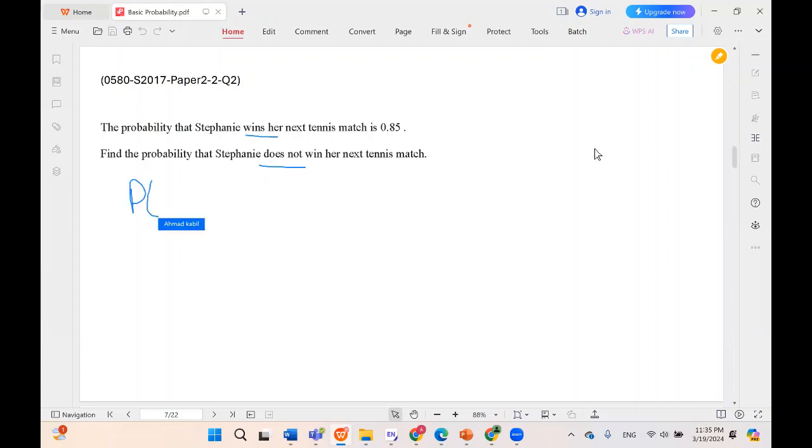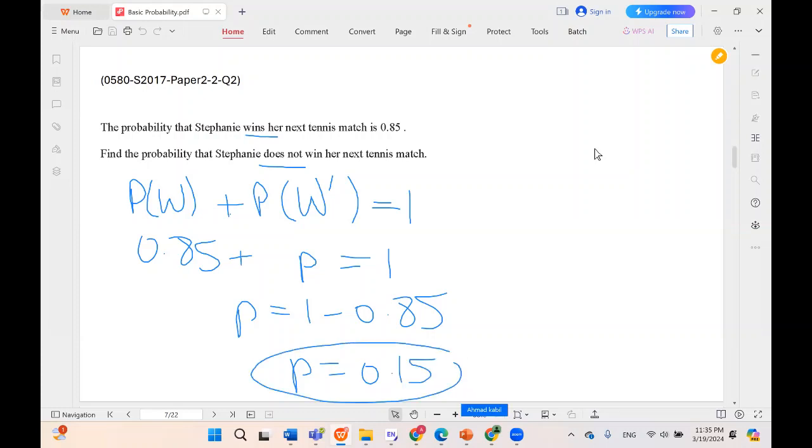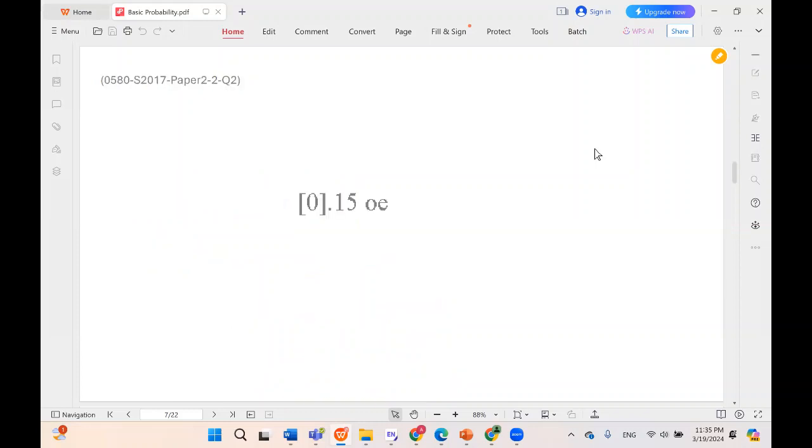So the probability of winning plus the probability of not winning, which we will call W dash, must be 1. So therefore, the probability of not winning, if we denote it as P, for example, must equal 1 minus 0.85, which is 0.15. So if she wins with the probability of 0.85, then she does not win with a probability of 0.15. Not winning here could mean losing or ending in a draw. This doesn't really matter. But the answer is 0.15.